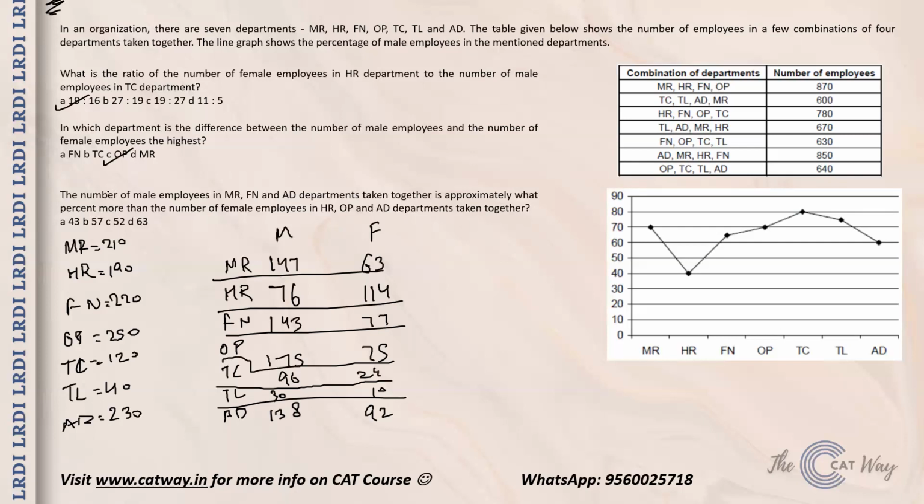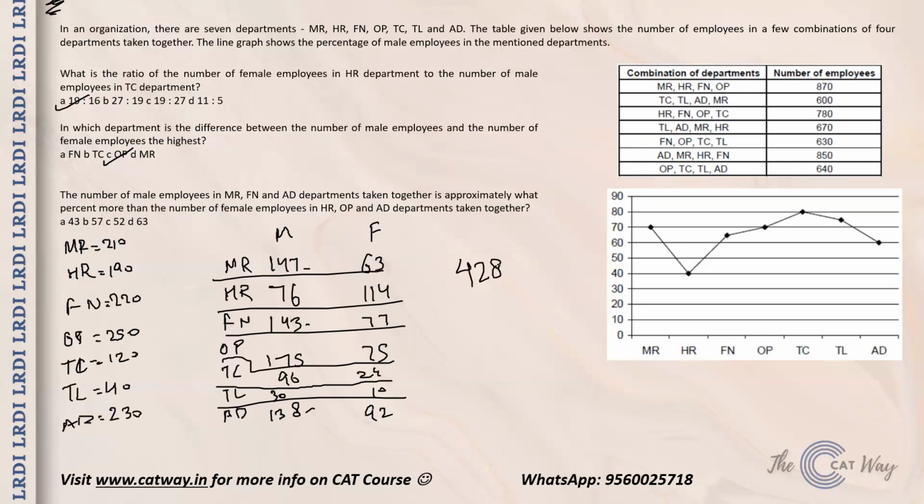Then moving on to the third question: number of male employees in MR 147, FN 143, so that becomes 290, and AD 138. So 290 plus 138 is basically 428. Is approximately what percentage more?